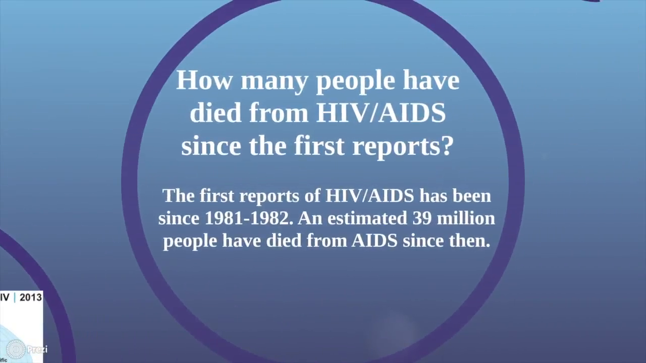How many people have died from HIV or AIDS since the first reports? The first reports of HIV and AIDS were around 1981 to 1982. An estimated 39 million people have died from AIDS since then.